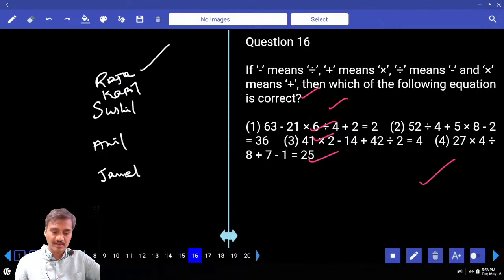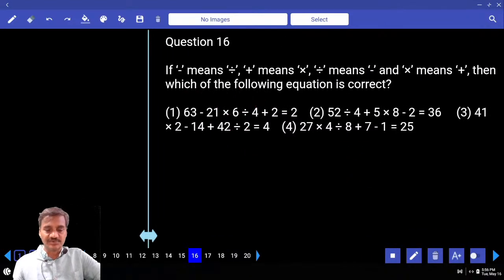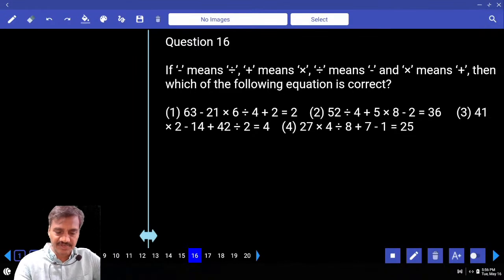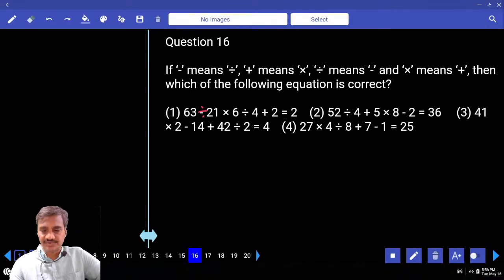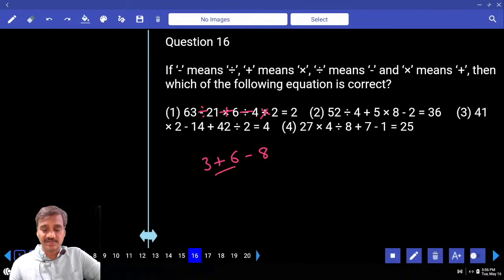Then the 16th one. Now in this 16, minus stands for what? Minus stands for division, plus means into, and so on. Then which is the following expression? Minus stands for division, into stands for plus, division stands for minus, and plus stands for into. Then what is the value of this? 63 divided by 21 is 3, plus 6 minus 8. Now 3 plus 6 is 9, minus 8, it is just 1. Here it is 2, it cannot be the answer.